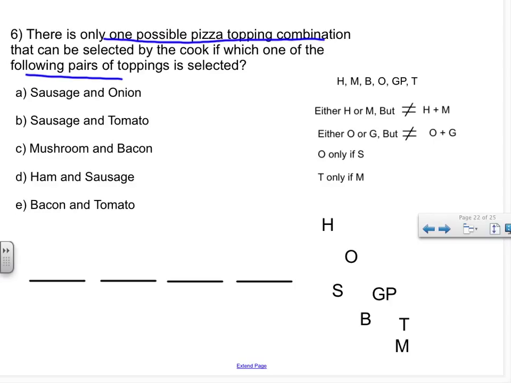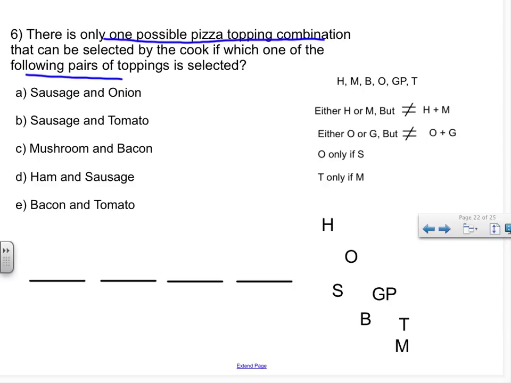So for A, we have sausage and onion. B, we have sausage and tomato. C, we have mushroom and bacon. D, we have ham and sausage. And E, we have bacon and tomato. So what we're trying to do here is place the 2 ingredients together, and we're going to see if it forces any of the other ingredients to be included on the pizza. So it will cause a constrained condition to occur. In other words, this will be one of our hidden premises type conditions.